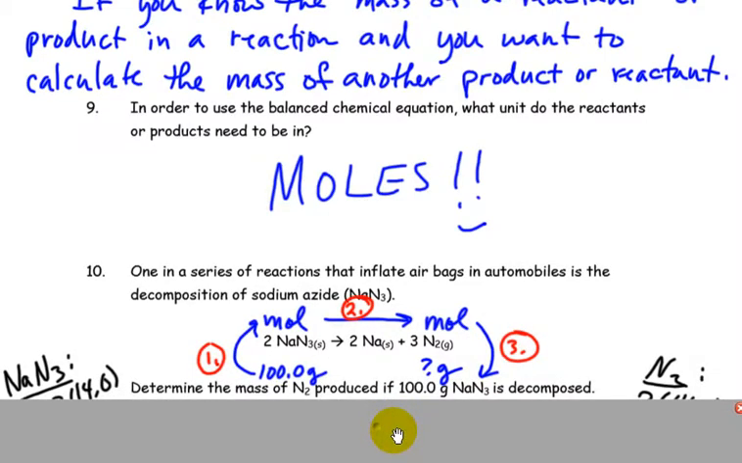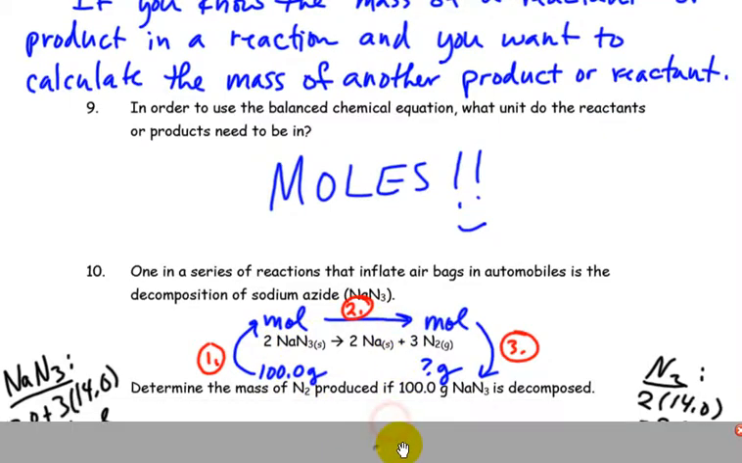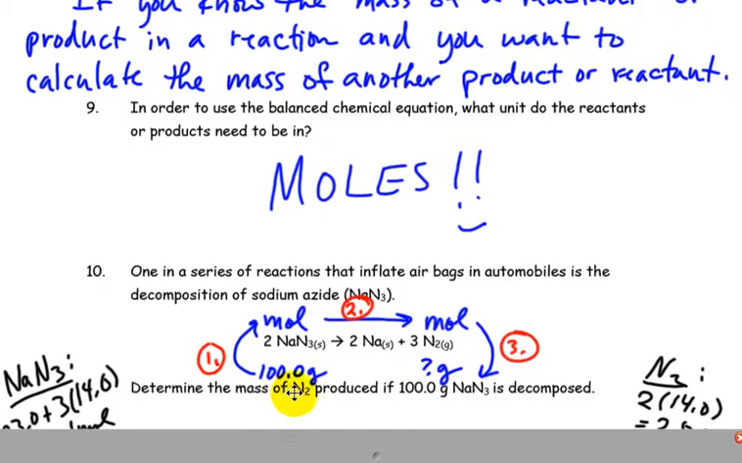One in a series of reactions that inflate airbags in an automobile is the decomposition of sodium azide. And here's the equation. Question: determine the mass of nitrogen gas produced if we have 100 grams of NaN3. So notice I'm putting the grams below the equation.